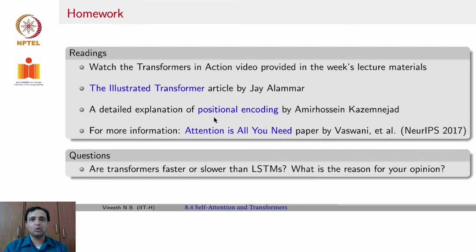Let's end this with one question. Are transformers faster or slower than LSTMs? What do you think? And why do you think so? Think about it, and we'll discuss this the next time.